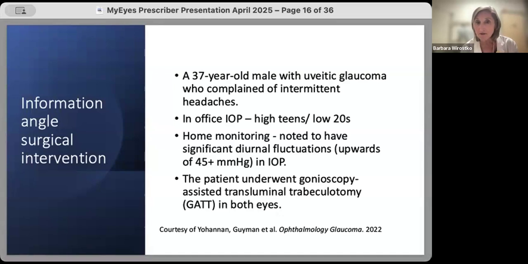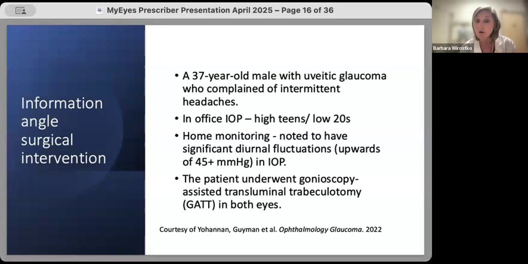This was another case that was very interesting. This was a case out of Wilmer. Jithin Yohannan gave me the information. He published this in 2022. This was a 37-year-old man with uveitic glaucoma who was complaining of intermittent headaches. In the office, his IOPs were the high teens to low 20s. But yet when they did the eye care home, he was actually fluctuating into the 40s.